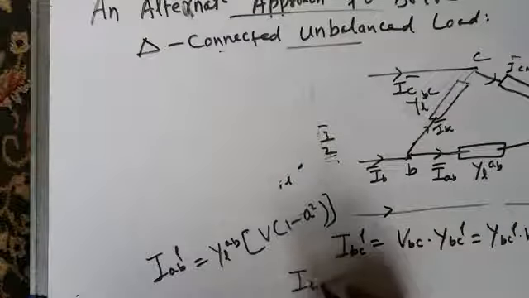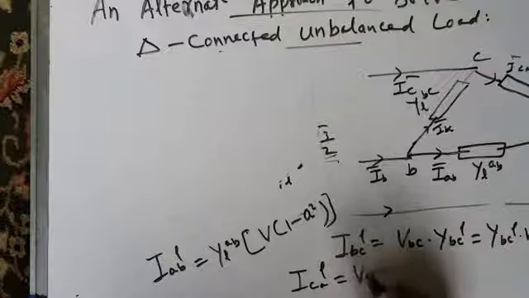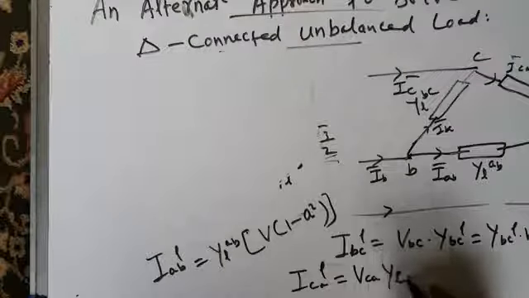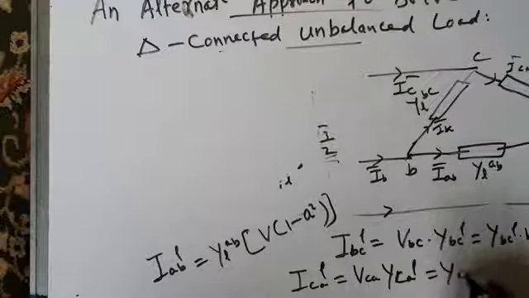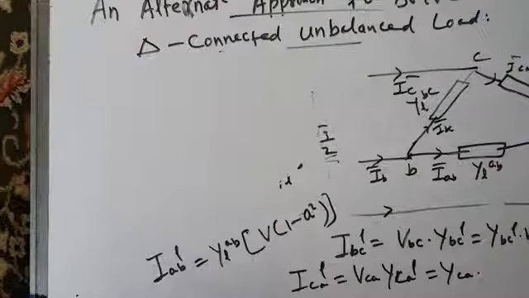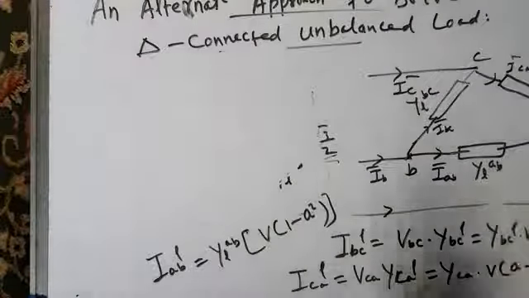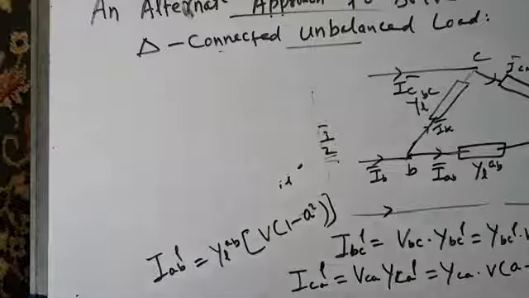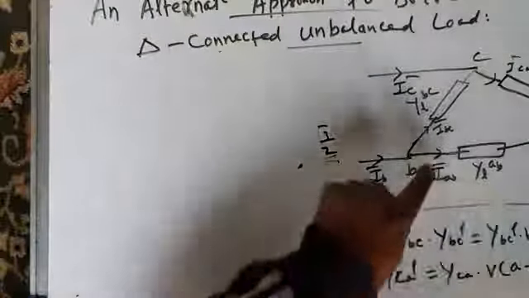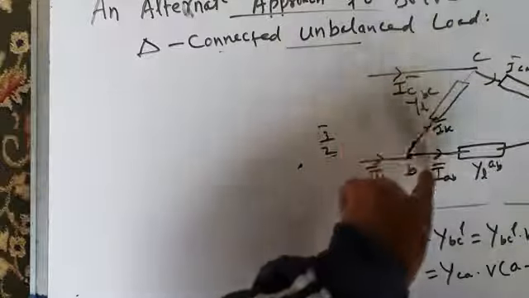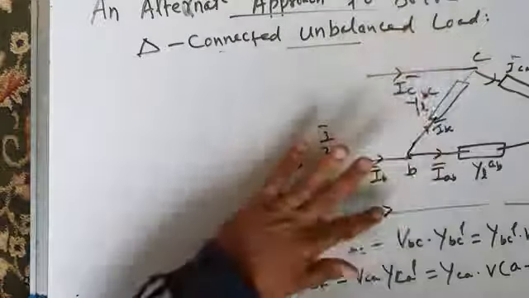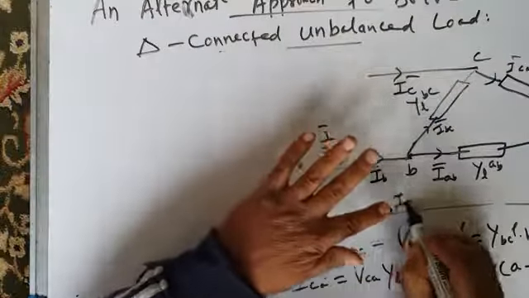Similarly, ICAL will be equal to VCA into YCAL, that is equal to YCA into VCA. What is VCA? We found it just now: V into A minus 1. So substitute this. Now our aim is not to find these internal phase currents IAB, IBC, ICA. We have to find these line currents IA, IB and IC.